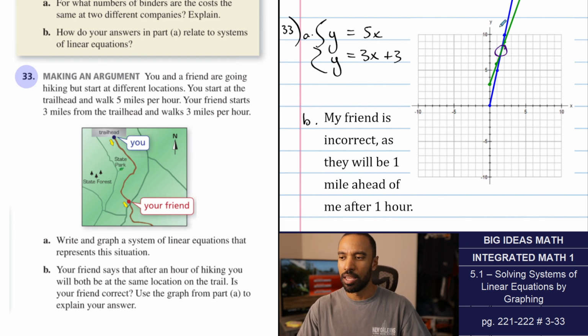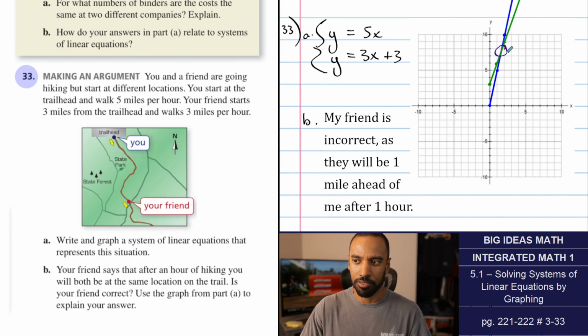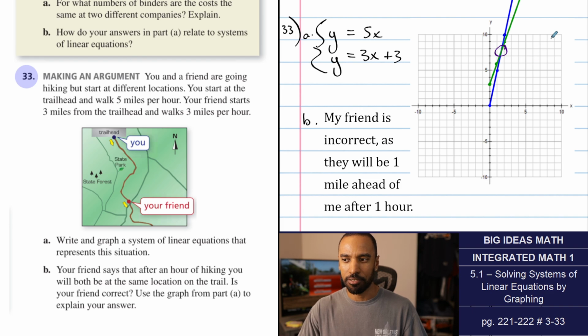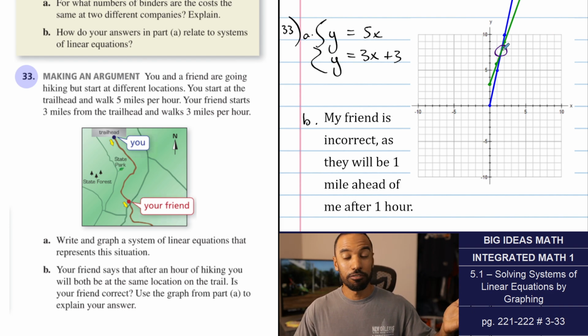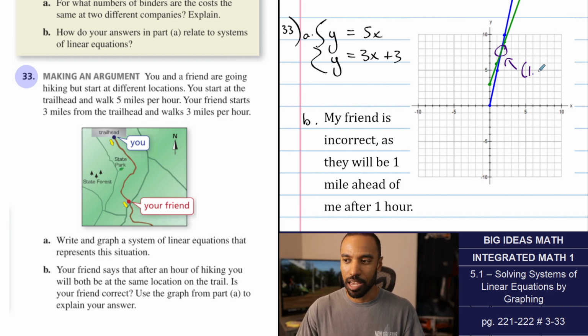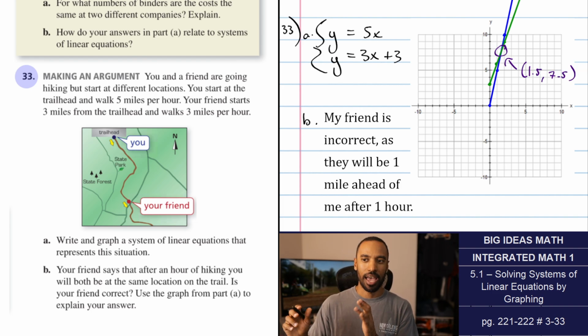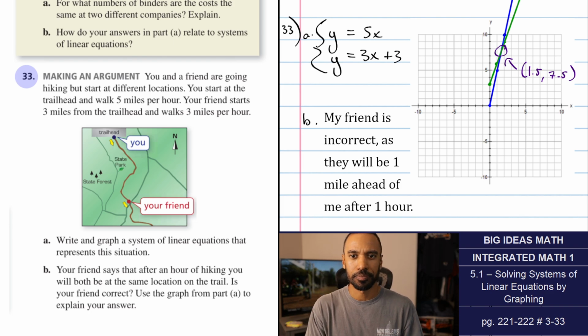I think it's 1.5 because at some point I go 1 mile ahead of them. So it's probably at 1.5 comma 7.5. If I were to use a graphing calculator, that would be my guess. 1.5 hours in, we'd both be at the 7.5 mile marker. That's my guess, at least for that one.